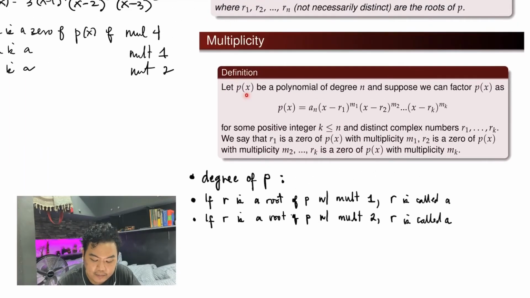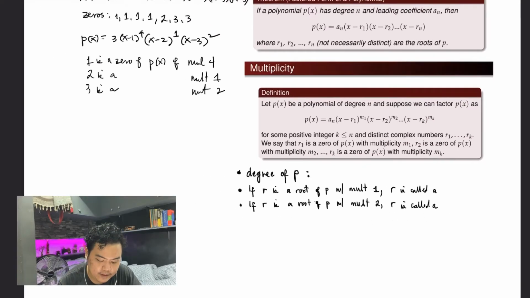So, yung polynomial mo, you can write it in this way where these r sub i's are distinct. At sabi natin, R1 is a zero of P with multiplicity M1. Kung ano yung exponent doon, siya yung multiplicity ng root sa loob. So, ang multiplicity ni R2 is M2, multiplicity ni RK is MK, etc. And ito yung ibang terms.